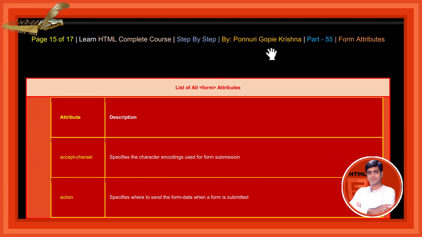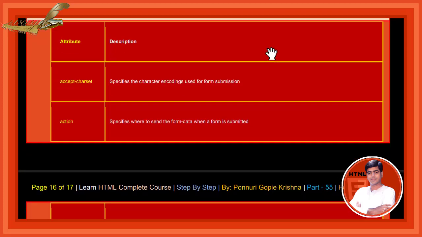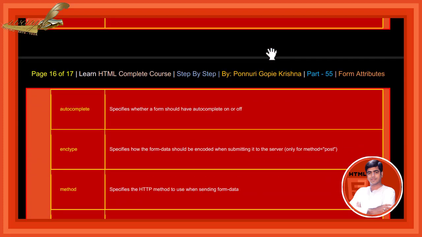List of all form attributes. See here, accept-charset. Specifies the character encoding used for form submission. Action. Specifies where to send the form data when a form is submitted. Autocomplete. Specifies whether a form should have autocomplete on or off. Enctype. Specifies how the form data should be encoded when submitting it to the server, only for method post.